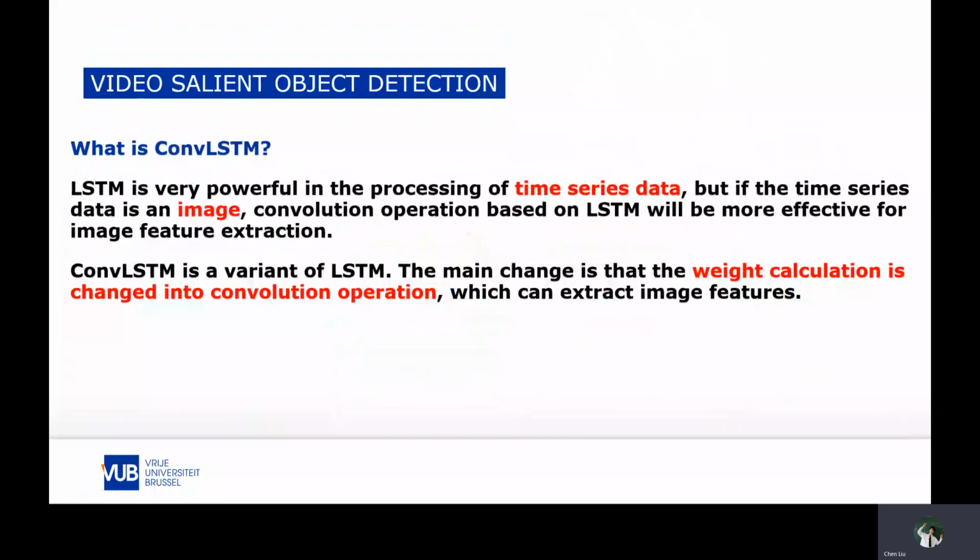And LSTM is very powerful in the processing of time series data, but if the time series data is an image, a convolutional operation based on LSTM will be more effective for image feature extraction. Convolutional LSTM is a variant of LSTM. The main change is that the weight calculation is changed into the convolution operation, which can extract image features.